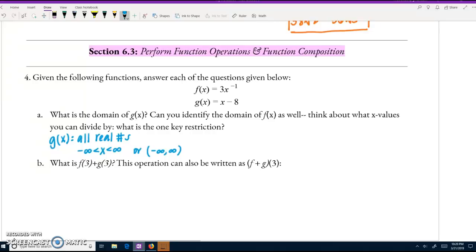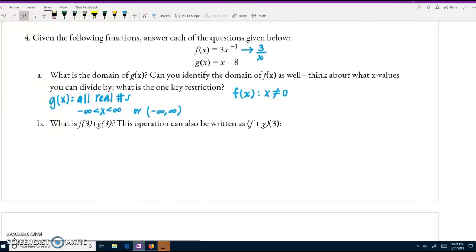I can plug anything in there. f of x is 3x to the negative first, which is really the same thing as saying 3 over x. So this is a specific kind of function we'll talk more about in our next chapter, chapter 8. But my issue here is that this particular function has one x value I can't plug in. And that x value is 0 because I can't divide by 0. So if I want to write this domain out, I'm just going to write it as x cannot equal 0. So it can be any number, it can be positive 1,000, negative 100 million, it doesn't matter what, it just can't be 0. So then we're going to get started with the function operations.